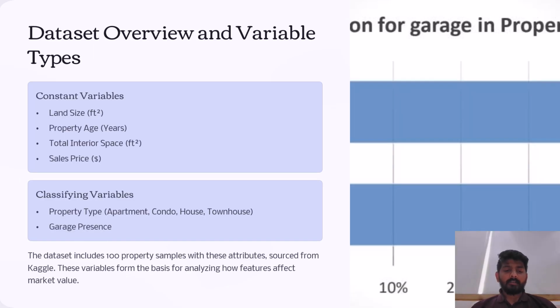Now, on slide 3, dataset overview and variable types. We categorize the dataset variables into two types. The continuous or numerical variables include land size, property age, total interior space, and sales price. The second is the classifying or categorical variables, which include property type, such as apartment, condo, house, and townhouse, and whether the property has a garage. These variables form the foundation for our analysis.